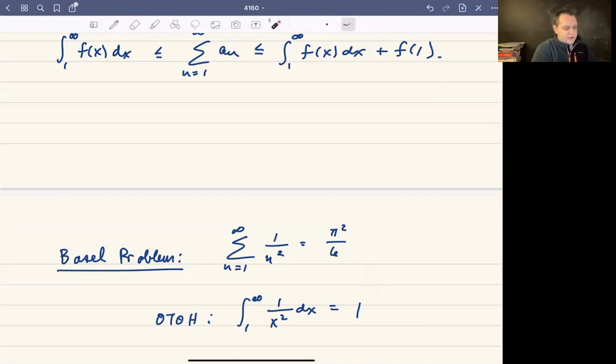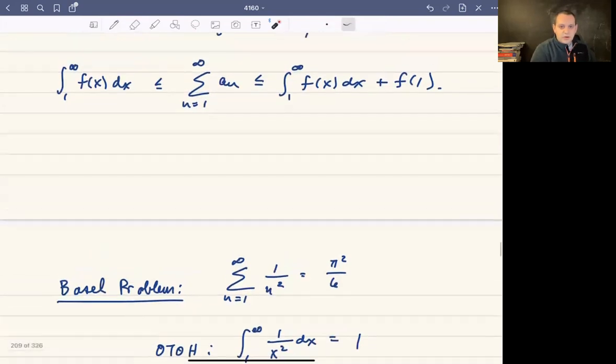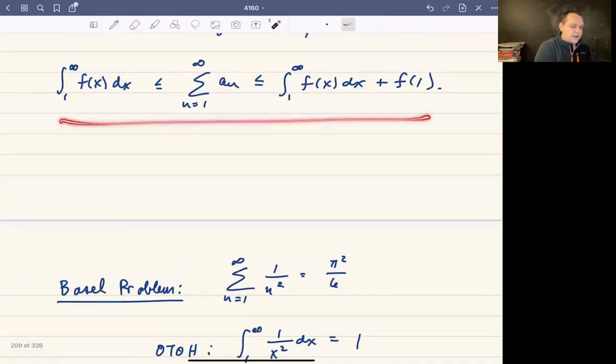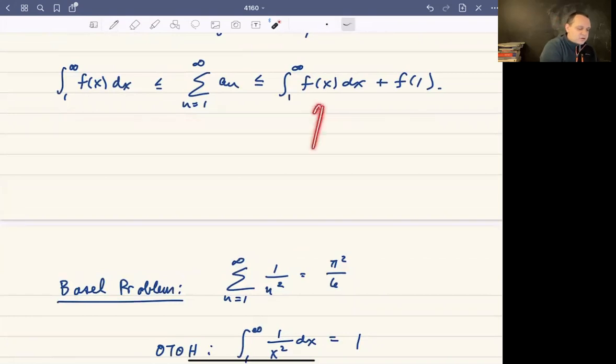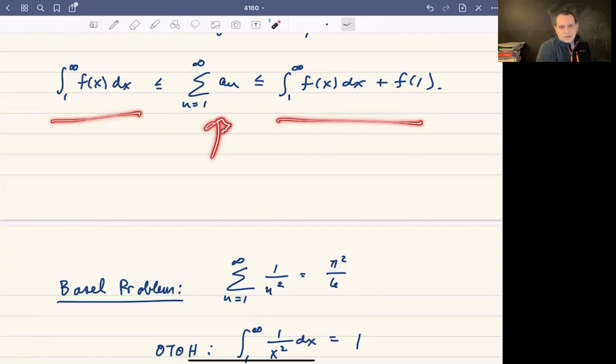The sum of 1 over n squared is going to be less than or equal to 2, and the reason why you know that is based on these bounds, right? You know that this integral from 1 to infinity is 1, and you know that f of 1, if the function is f of x equals 1 over x squared, that's also 1. So this side is a 2, this side is a 1, and since all the terms in the sequence are positive, and since it's bounded, this will converge by the monotone convergence theorem. Okay, so that's the integral test.